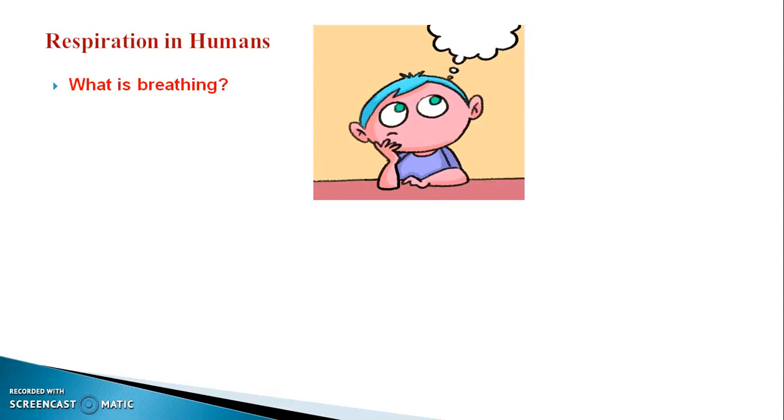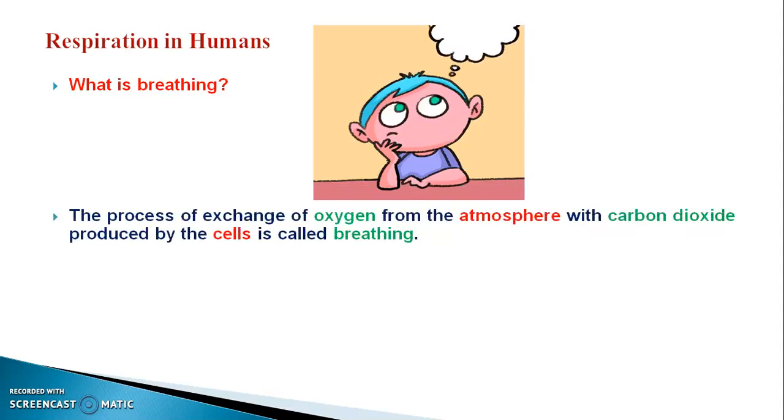Breathing is just a process of exchange of oxygen from the atmosphere. We all know that oxygen is available in the atmosphere, about 21% of oxygen is present in our air, right? So this is an exchange of oxygen from the atmosphere with the carbon dioxide produced by the cells of the living organism. This exchange of oxygen and CO2 between the atmosphere and the cells of the living organism is known as breathing, right?